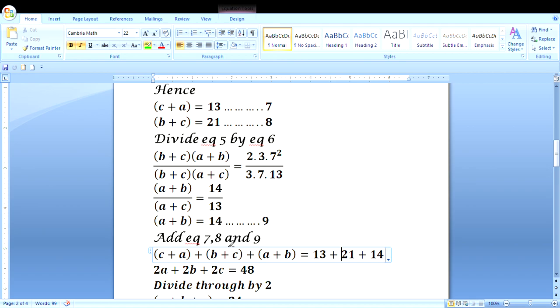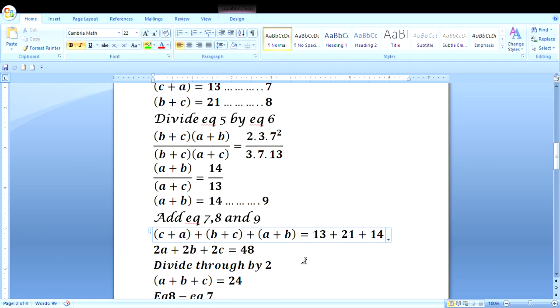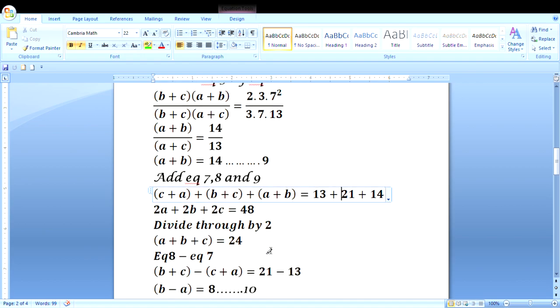So all we need to do here is to add equations 7, 8, and 9 respectively and see what is obtainable. Now c plus a, plus b plus c, plus a plus b equals 13 plus 21 plus 14 respectively on the right hand side, and this becomes 2a plus 2b plus 2c equals 48. So for us to obtain a, b, and c, we divide through by 2, and the expression becomes a plus b plus c equals 24.